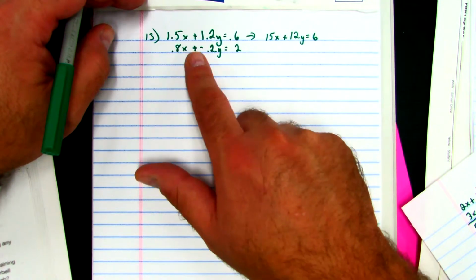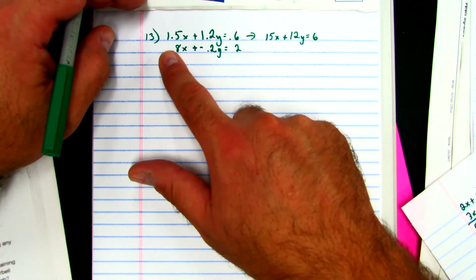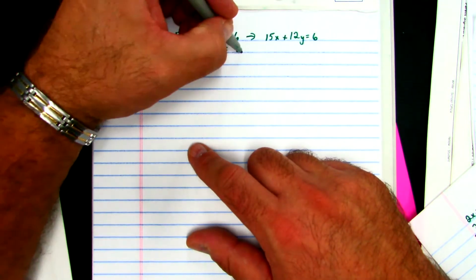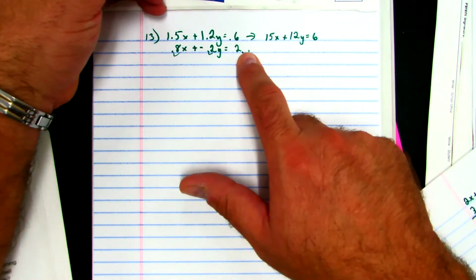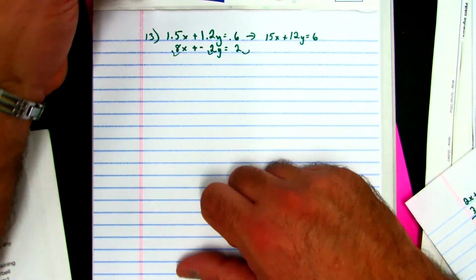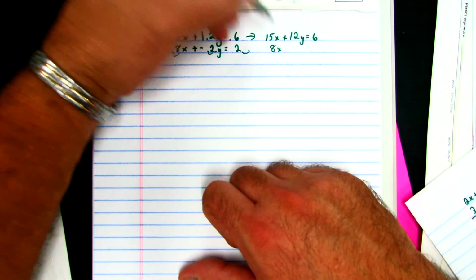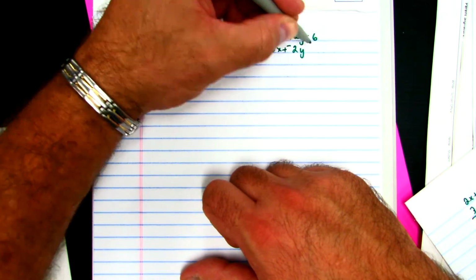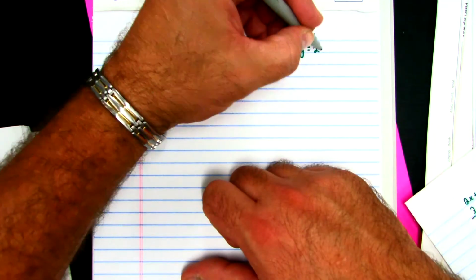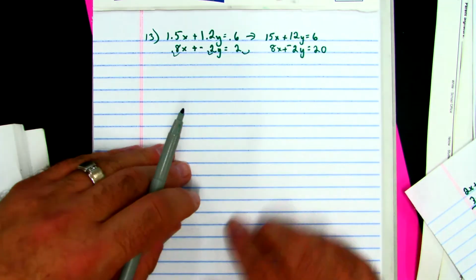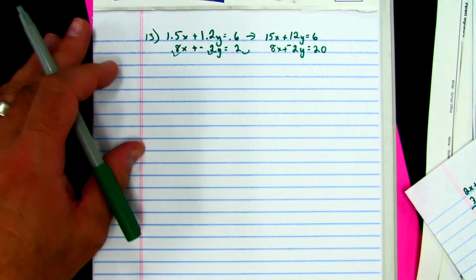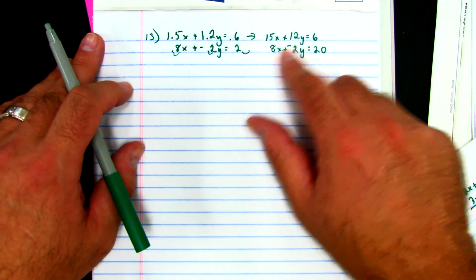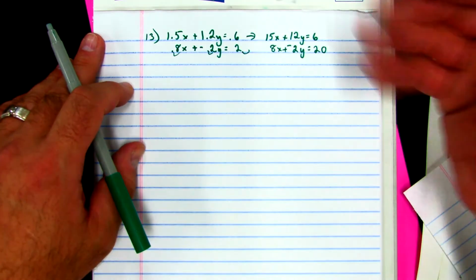And then I have to do the same on the bottom. I got to get rid of the decimals. I only need to move it one place again. So I move it one place for all of them, remembering that the decimal is behind a whole number. So this would be 8x plus a negative 2y equals 20. So now I've gotten rid of all the decimals. Now I need to put it in the right form. It already is in standard form. Next is, do I have opposites?